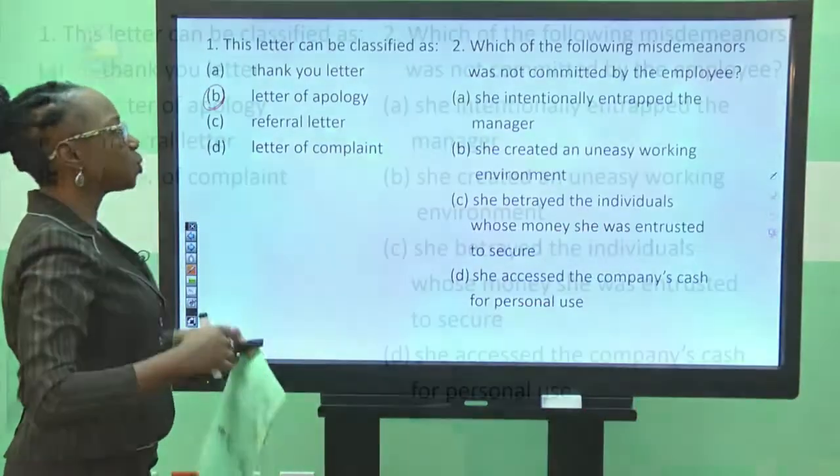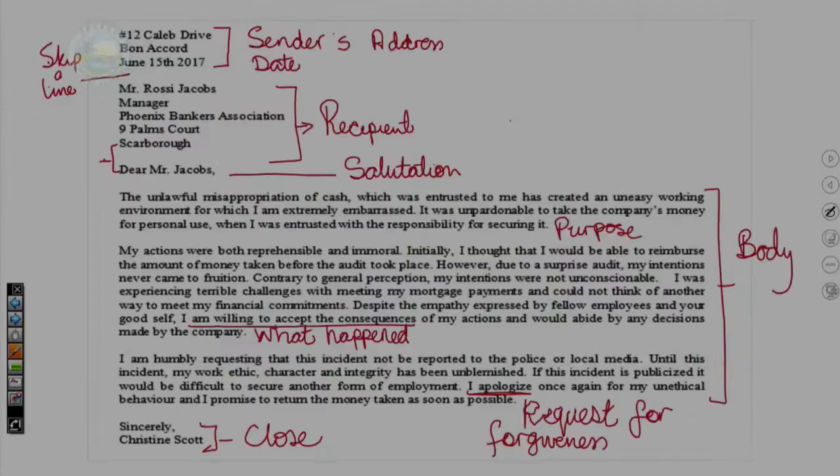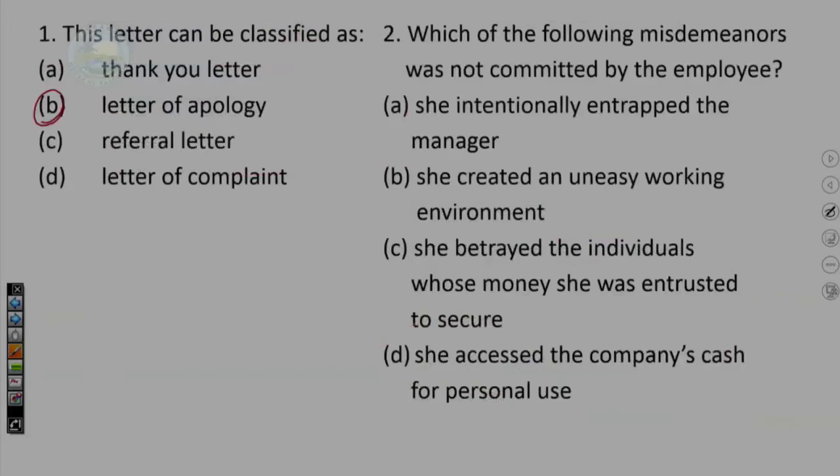The second question asks, which of the following misdemeanors was not committed by the employee? Now let me make a point here. This first question actually requires you to look at the letter and pull out vocabulary. Vocabulary and language is what would direct you to the answer here. The second question, which of the following misdemeanors was not committed by the employee? This one requires going back to the passage and looking for all of the information that you're presented with.